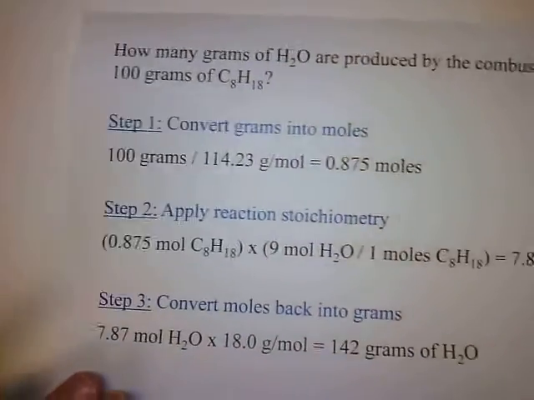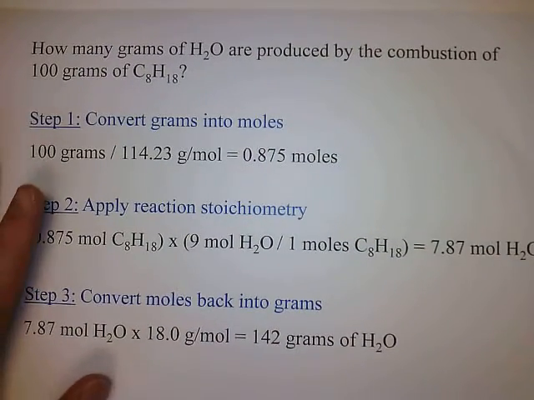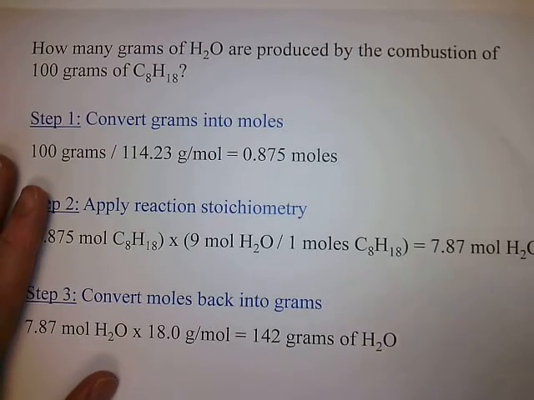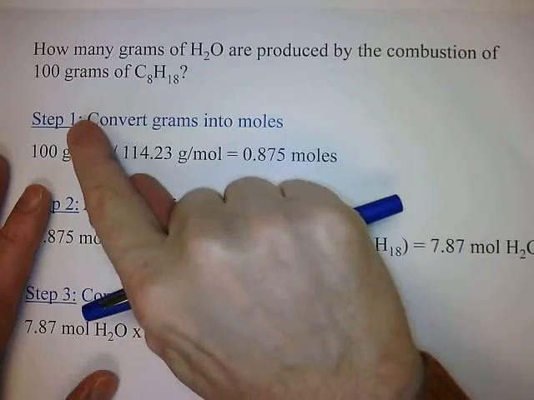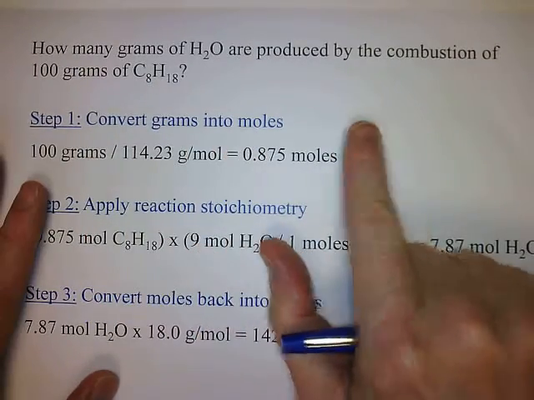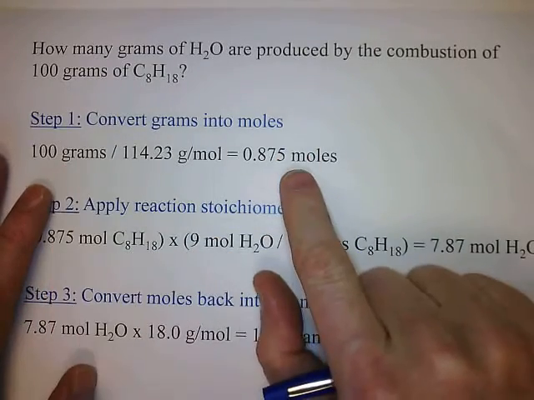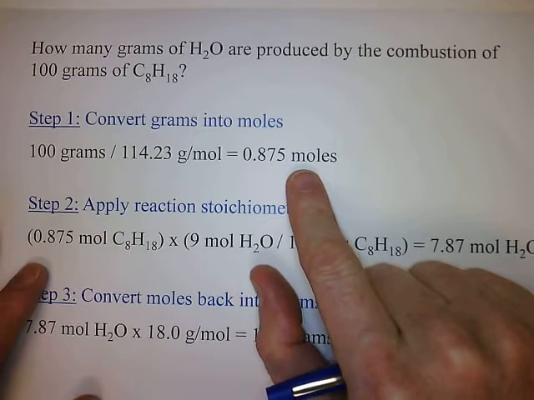And then last, let's do this calculation for the water. How many grams of water are we going to produce? First step, grams into moles. This is the same first step through all 3 calculations, so we already did this twice now. Your 100 grams of octane is 0.875 moles.